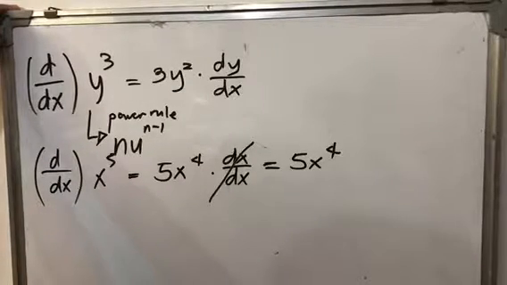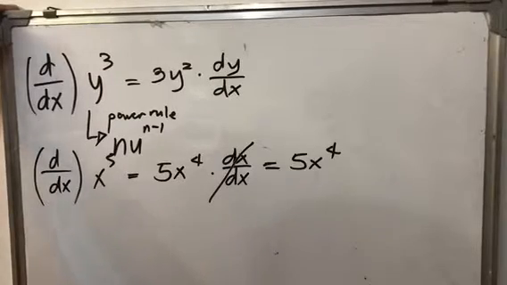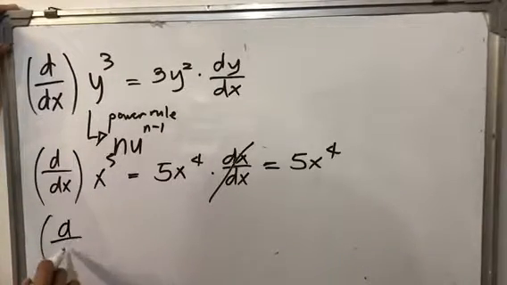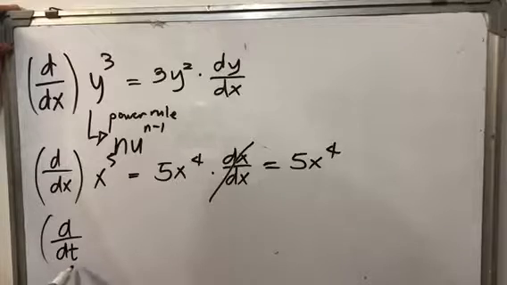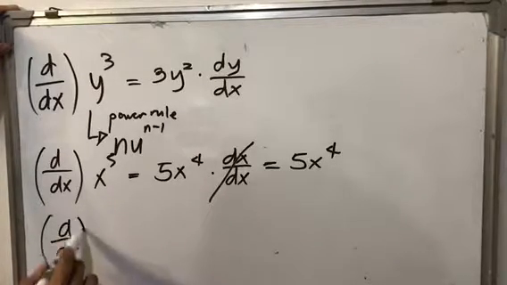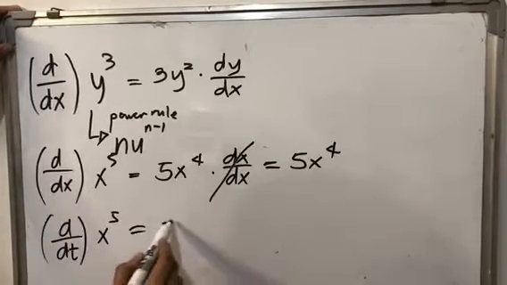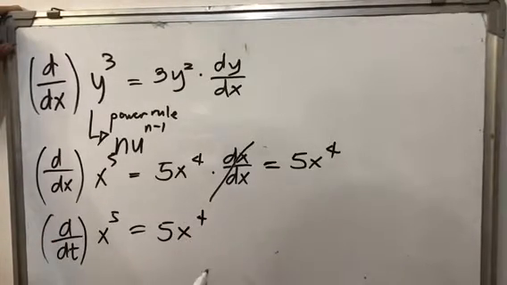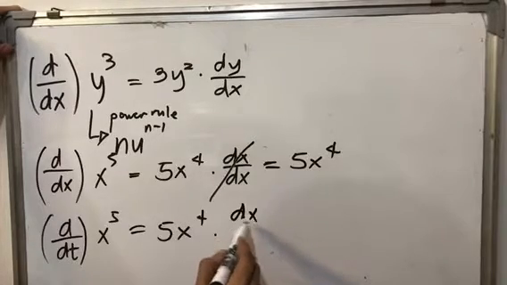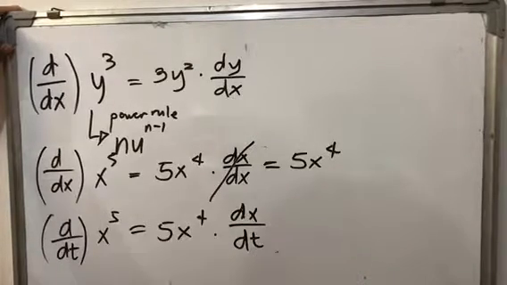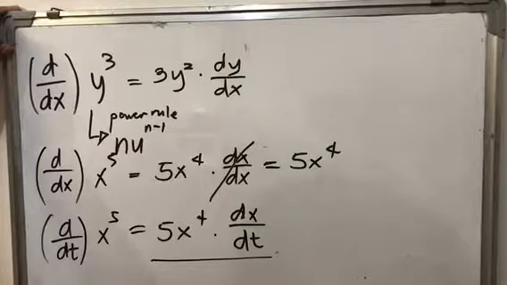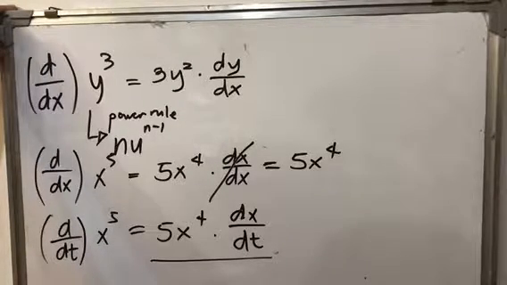Now, if we want to differentiate x to the 5th power with respect to time, you have to change dx into dt to represent variable time. So again, apply the power rule, so this will be 5x to the 4th power times dx over dt. So this is the final answer. For related rates, that's what you are doing. You are going to differentiate the equation with respect to time.